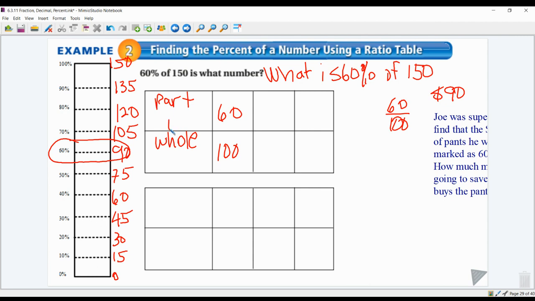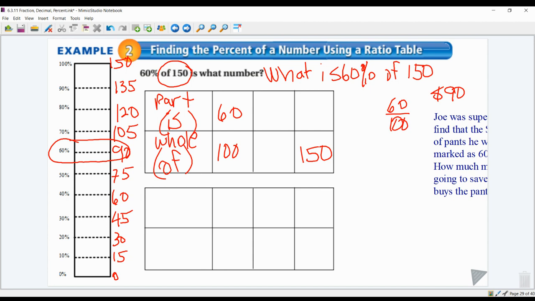Now I'm going to add the words is and of. If I spend $100, the part that I pay is 60 as a percent, right? This is 60 out of 100. Now, the of 150, that's the total price that's not on sale. So I'm going to put the 150 down here in the whole. If I have to pay the whole price, I'm paying $150.